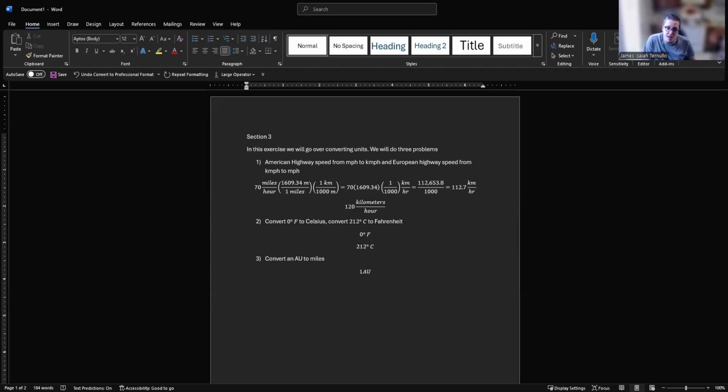So in America, we travel 70 miles an hour on our highways. And if a cop in Europe were to clock us on a radar, they'd see us going 112.7 kilometers per hour.